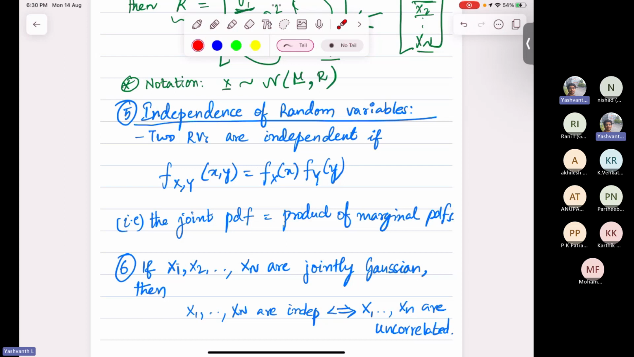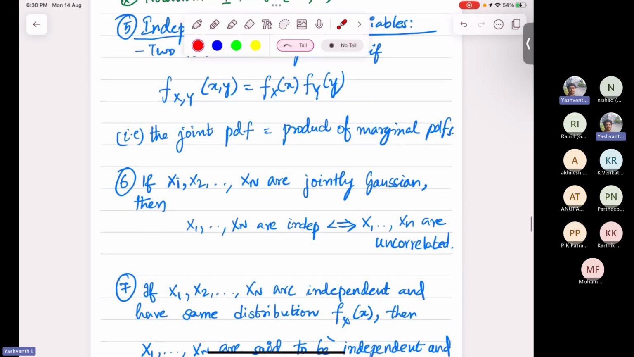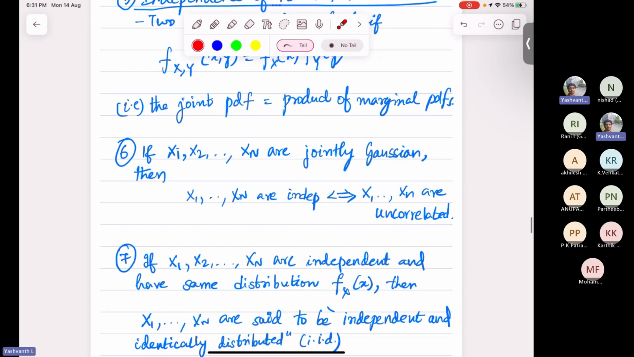Now, in this context, what you can always show is that if the random variables x1, x2, and so on till xn are jointly Gaussian, then this particular relation holds. That is, if I say that x1 through xn are independent, it is the same as saying that these variables are also uncorrelated. It's a property. There are many properties which you may need to remember, but as you keep going through these points, it will get registered soon.